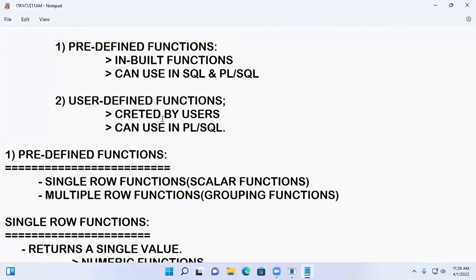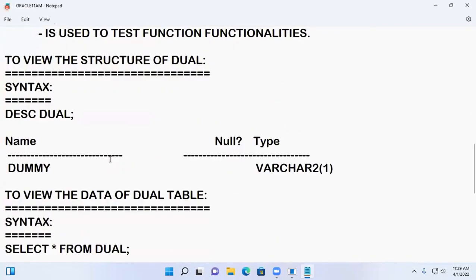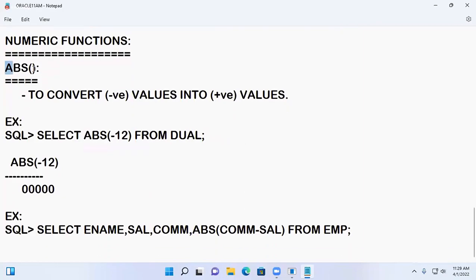Okay, so in the last session we covered a few things under functions. Single row functions, and in single row functions there are different types of functions. The first function we started in the last session was the ABS function. Okay, fine, and just continue. The next function is called CEIL.